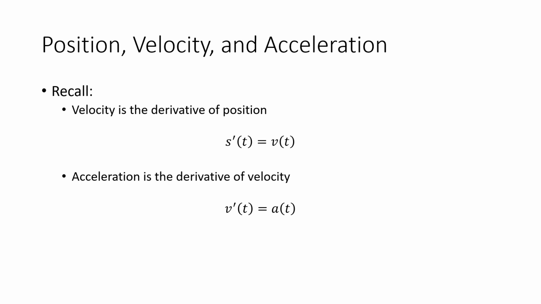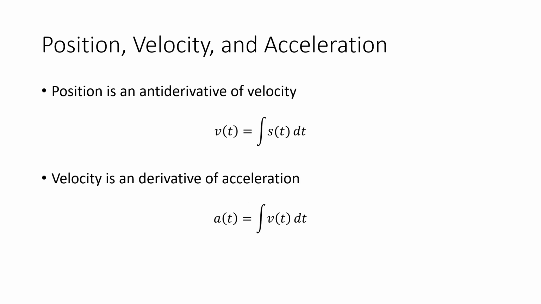So if we take those relationships and reword them using antiderivatives instead of derivatives, we get something like this. Position is an antiderivative of velocity. Rather than saying velocity is the derivative of position, we say that position is an antiderivative of velocity. Remember that antiderivatives just switch around the relationship. So instead of saying that acceleration is the derivative of velocity, we'll say that velocity is an antiderivative of acceleration.